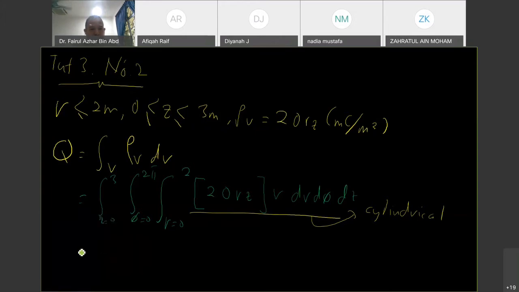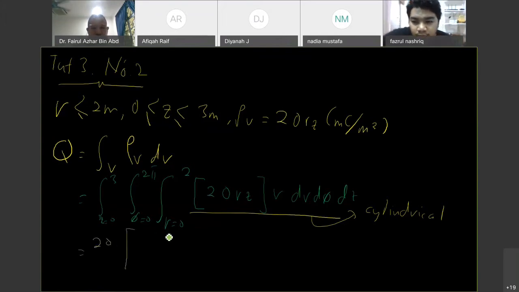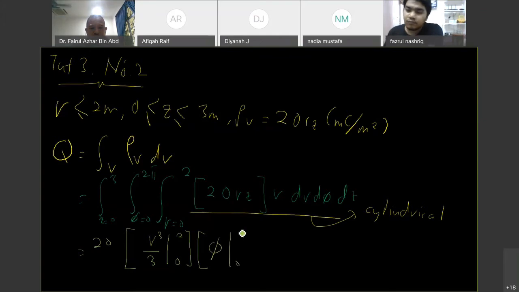If we solve this, let's say for r first, we have 20 here. So r here is r squared. By integrating it, we have r power of 3 divided by 3, with the limit from 0 until 2. We didn't have any phi here, so we can put phi from 0 until 2 pi. And the solution for z will be z power of 2 divided by 2, with the limit of z from 0 until 3.